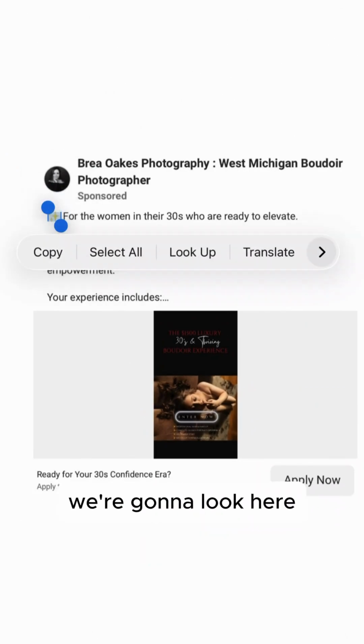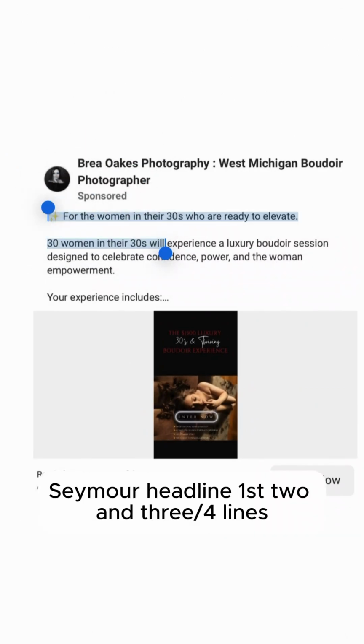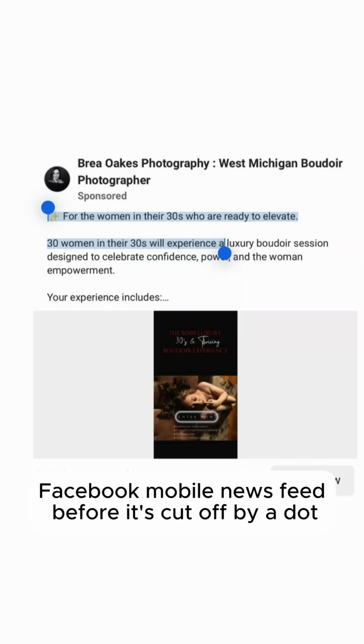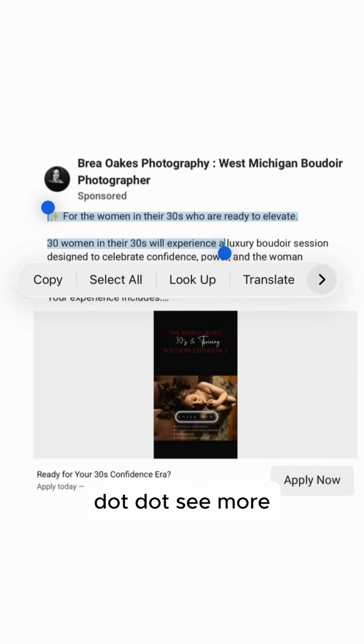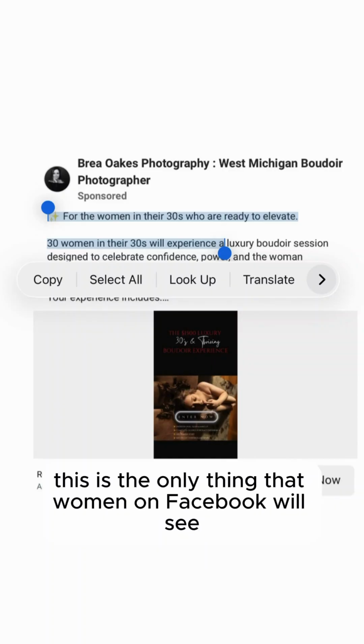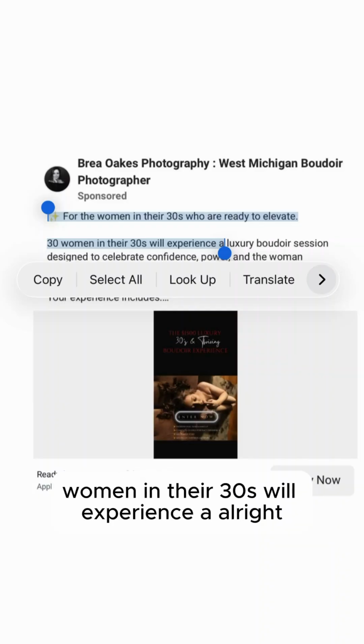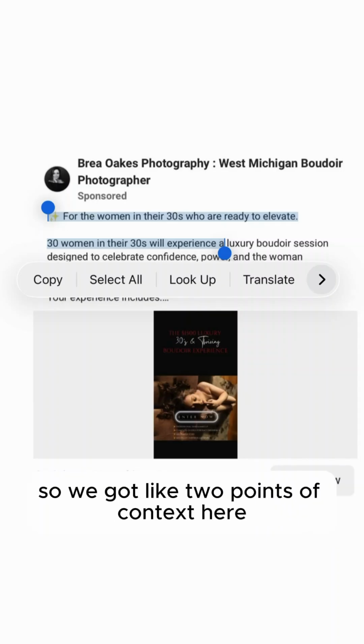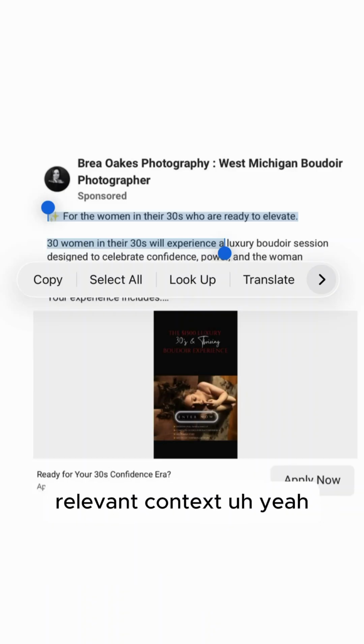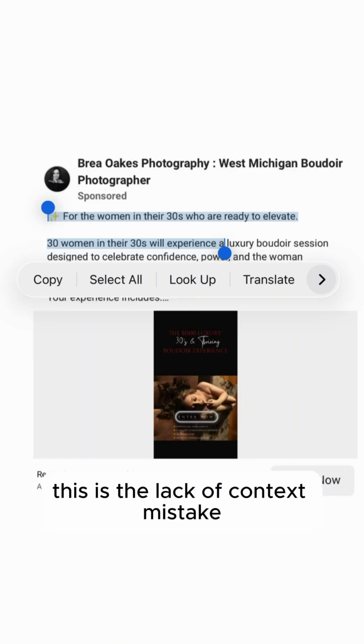Finally, we're going to look here. See more headline: first 2 3/4 lines on the Facebook mobile newsfeed before it's cut off by a "See more." This is the only thing that women on Facebook will see. The only text. So, "For the women in their 30s who are ready to elevate, 30 women in their 30s will experience..." All right, so we got like 2 points of context here, relevant context. Yeah, this is the lack of context mistake.